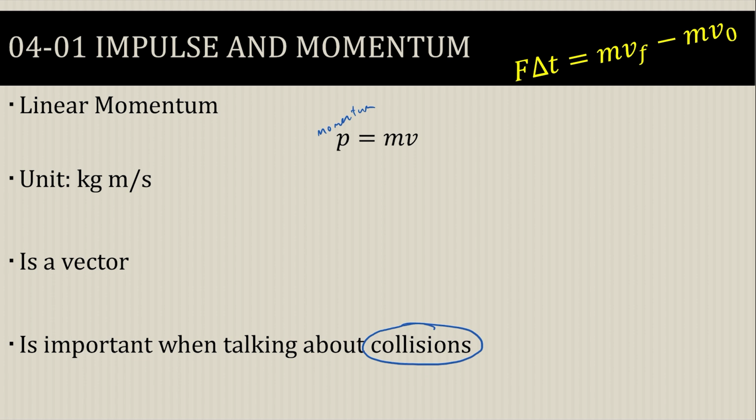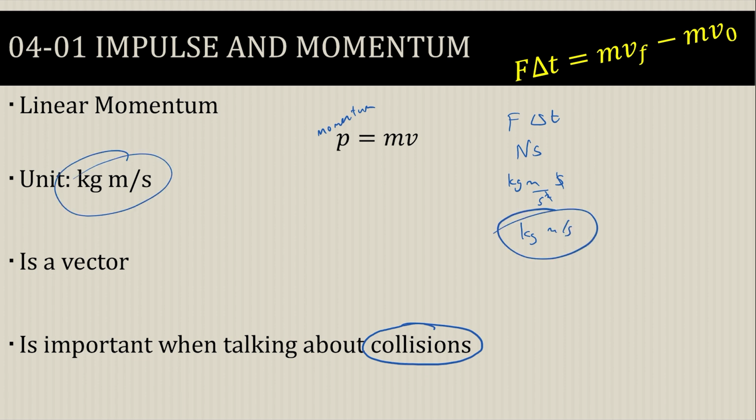Now here's something interesting. If I take the newton second of impulse, a newton is a kilogram meter per second squared because F equals ma. And times a second, one of those cancels and you're left with kilogram meters per second. So momentum and impulse actually have the same fundamental units.